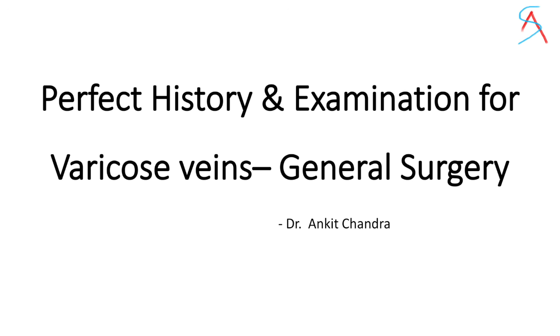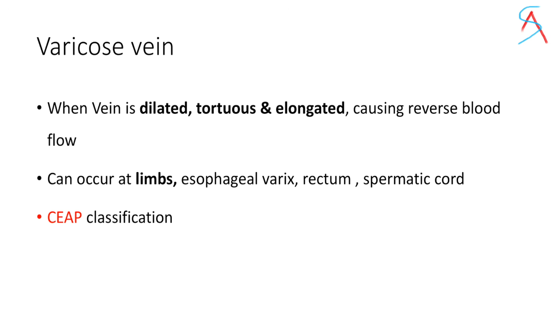Today I'll tell you how to take a perfect history and do a perfect clinical examination for varicose vein. First, I would like to tell you that varicose vein means a dilated, tortuous, elongated vein which causes reverse flow of the blood in the veins. It occurs in the limb. It can also occur at the esophagus, rectum, and spermatic cord.